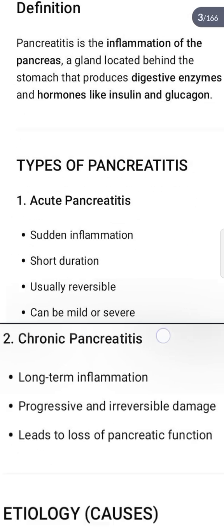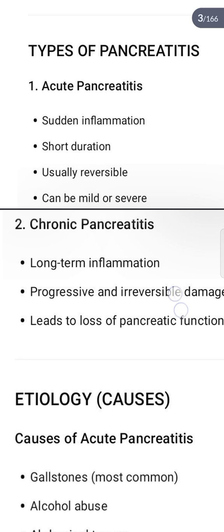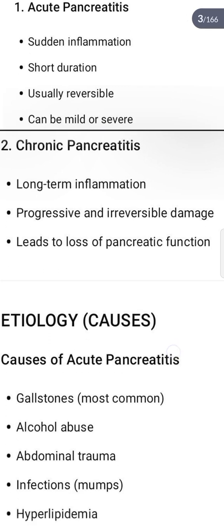There are two types of pancreatitis, that is acute pancreatitis and chronic pancreatitis. Acute, we are having sudden inflammation. Acute, as the name suggests, is of short duration and it is usually reversible. And chronic is a long-term inflammation, where progressive and irreversible damage is there.